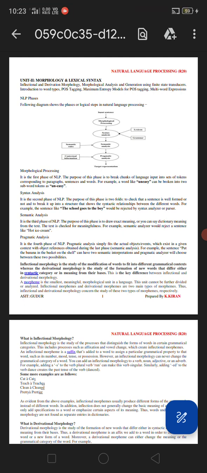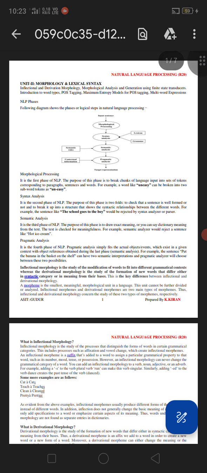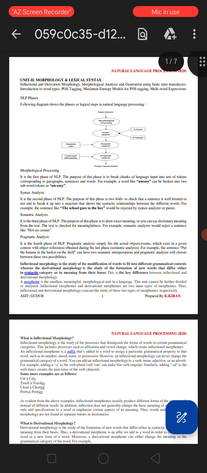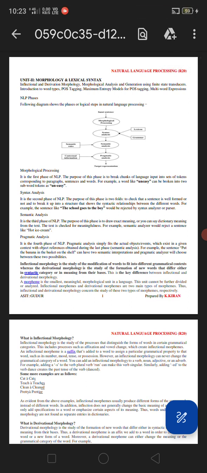Today, I am here to discuss the topic of morphology and lexical syntax in natural language processing. The topics are inflectional and derivational morphology, morphological analysis and generation using finite state transducers, introduction to word types, POS tagging, maximum entropy models for POS tagging, and multi word expressions. These are the morphology and lexical syntax topics in NLP.